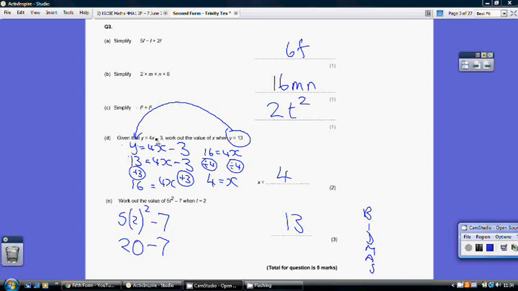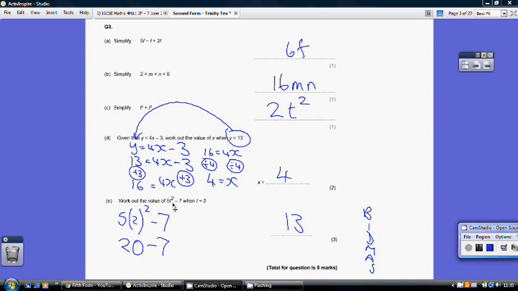Now part D, given that y equals 4x minus 3, work out the value of x when y is 13. So just start off by rewriting the equation, but y equaling 13. So 13 equals 4x minus 3. And now we just have to solve this. So we add 3 to both sides. So 16 equals 4x. We then divide both sides by 4. So x equals 4.